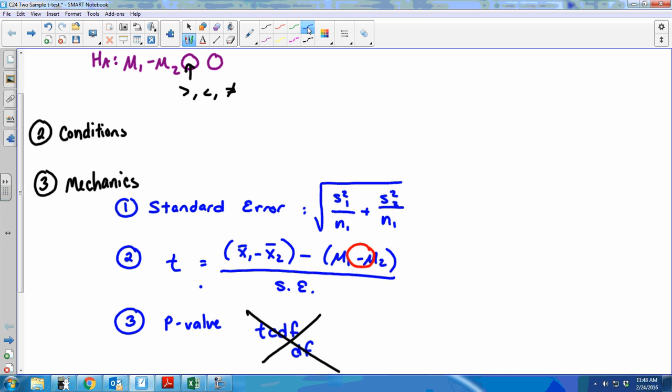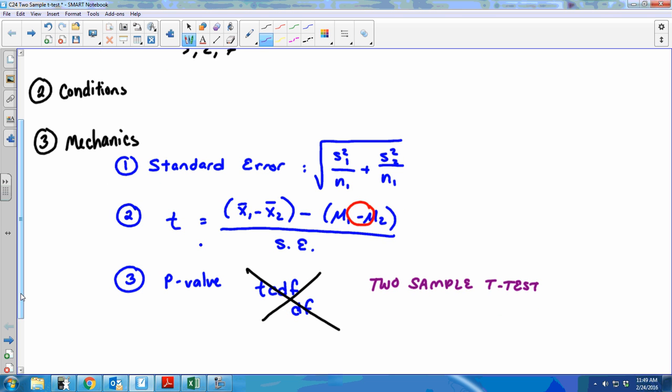Anybody want to guess what this test is called? A 2-sample t-test. You guys are getting so good at this. All right, so in your calculator, you would look up 2-sample t-test, and you would put in the information and ask for, and it'll give you, as an output, the t statistic, and it'll give you the p-value. It will give you both. Okay? So we're going to have to use the calculator. Any questions about the mechanics, though? Very similar to what we've done before.